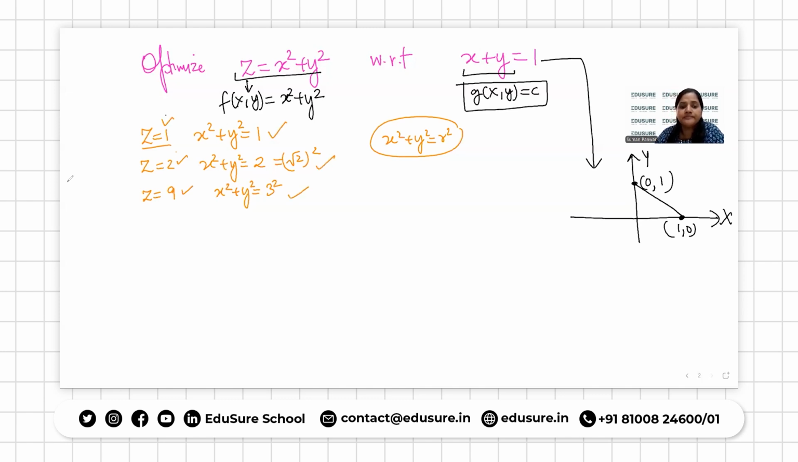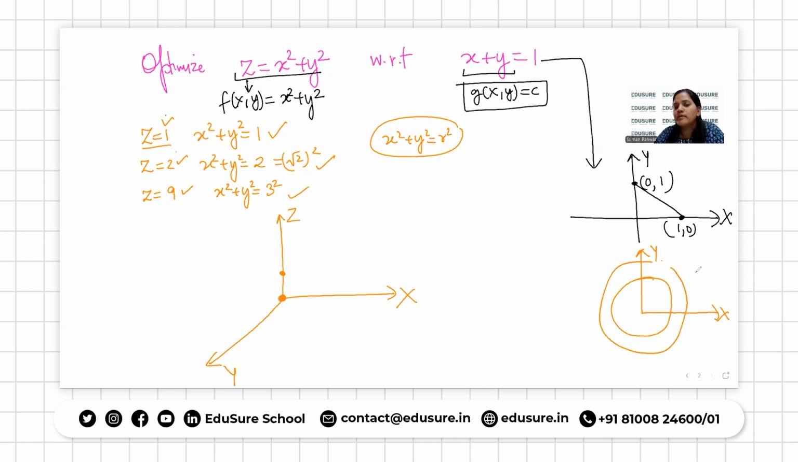So basically what is happening is this. This is x-axis, this is y-axis, this is z-axis. So when x and y are both equal to 0, I get z equals 0. Then as we put z equals 1, I am going to get a concentric circle, x square plus y square equals 1. So basically the projection on the xy plane will be a circle of radius 1, something like this. When I take z equals 2, the projection will be a circle of radius root 2. When I take z equals 9, the projection will be a circle of radius 3, and so on.